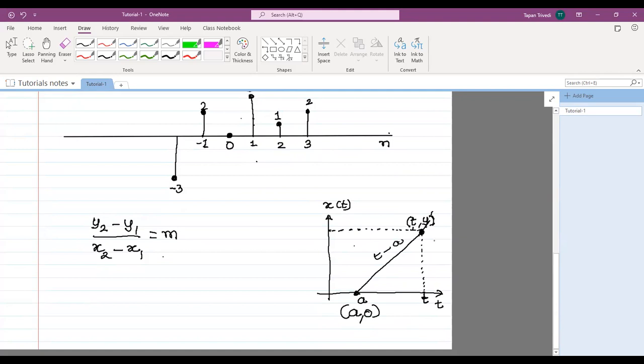Okay, I call it x2 y2, and here this is the known one. I call it x1 y1. At a we are getting y is equal to 0. दिख रहा है?